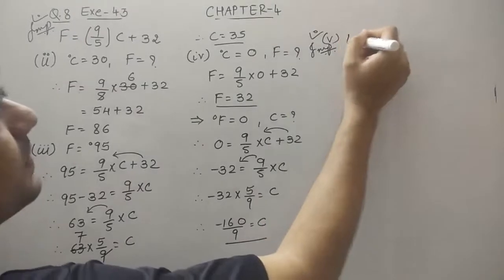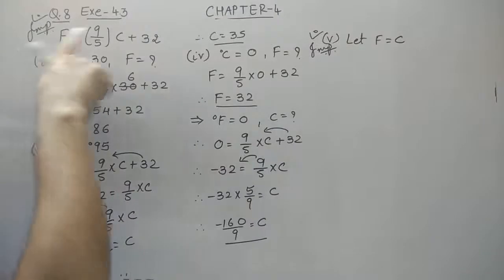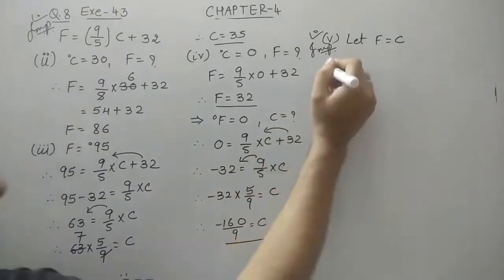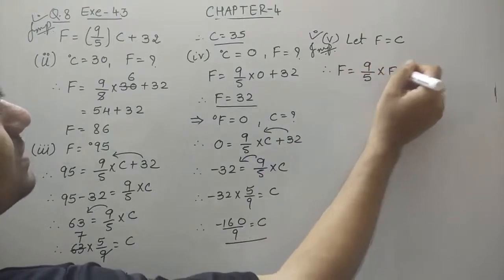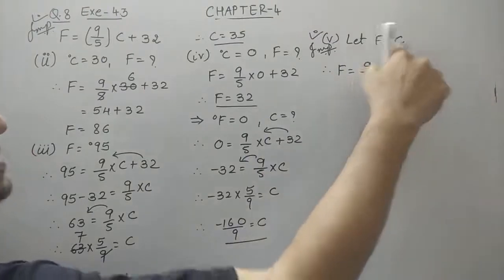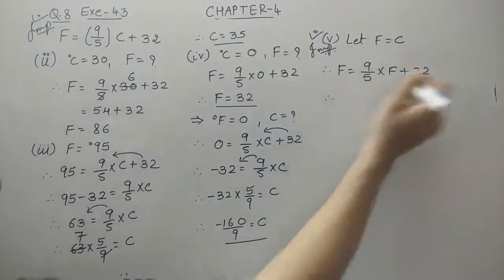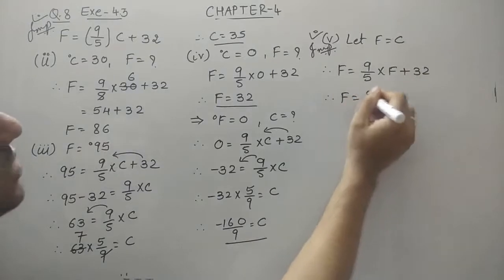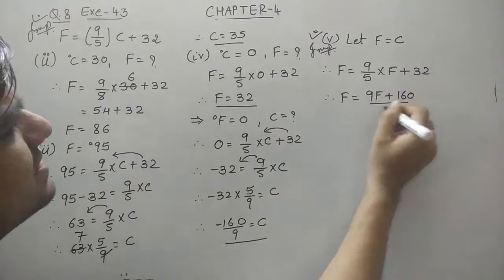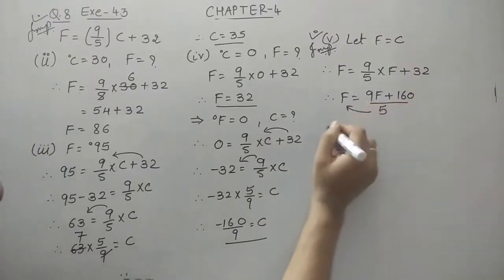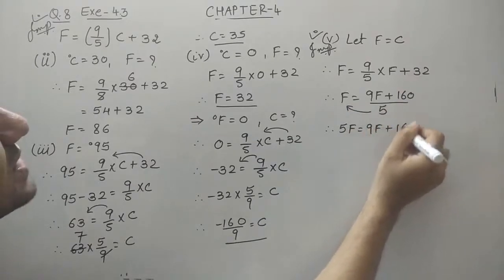Let us consider F and C are the same values. So we will substitute F as C or C as F, we can do either. So let's keep F as it is, and I'll convert the C into F. As we discussed earlier, F is the same as C, meaning we are taking Fahrenheit and Celsius as the same. We will simplify first here. So F is equal to 9F plus 160 over 5, since I have taken the LCM. Now this 5 comes here on the left hand side. So 5F is equal to 9F plus 160.